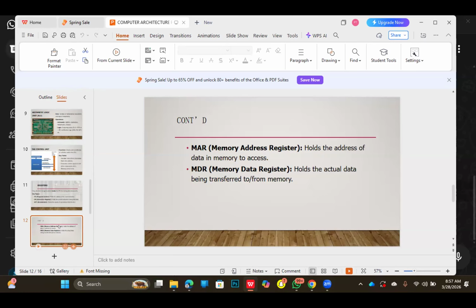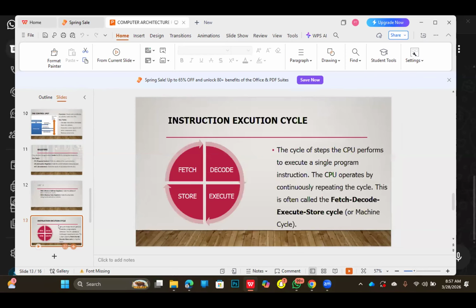Please, let's move to the next slide. So we have the instruction execution cycle. This is how the instruction is executed, the process it goes through before it is output. It is the cycle of steps the CPU performs to execute a single program instruction. The CPU operates by continuously repeating the cycle. This is often called the fetch, decode, execute, store cycle, or a machine cycle.